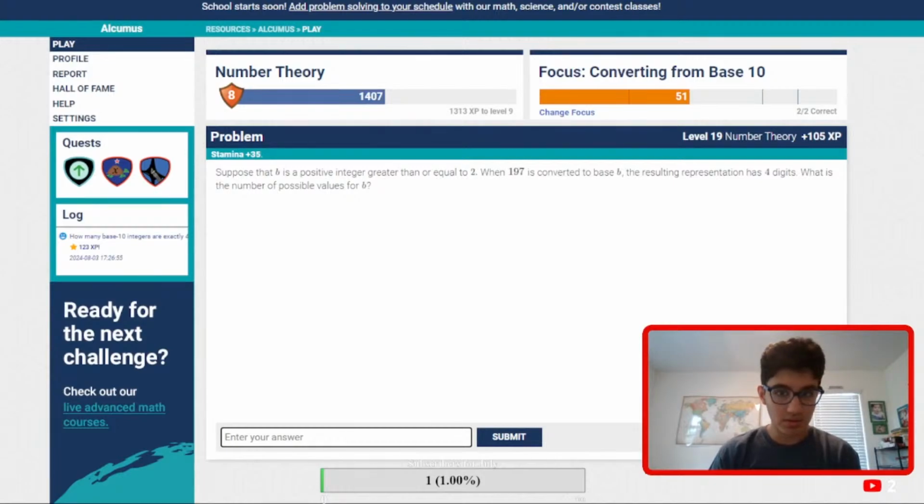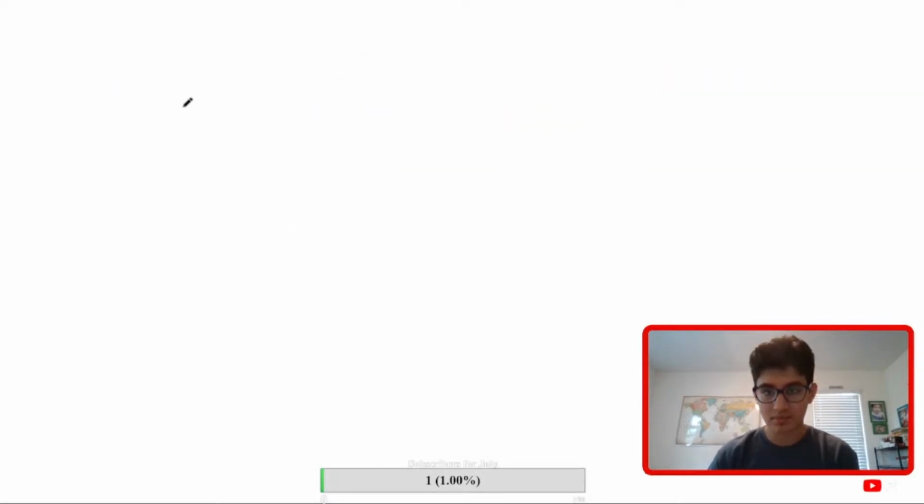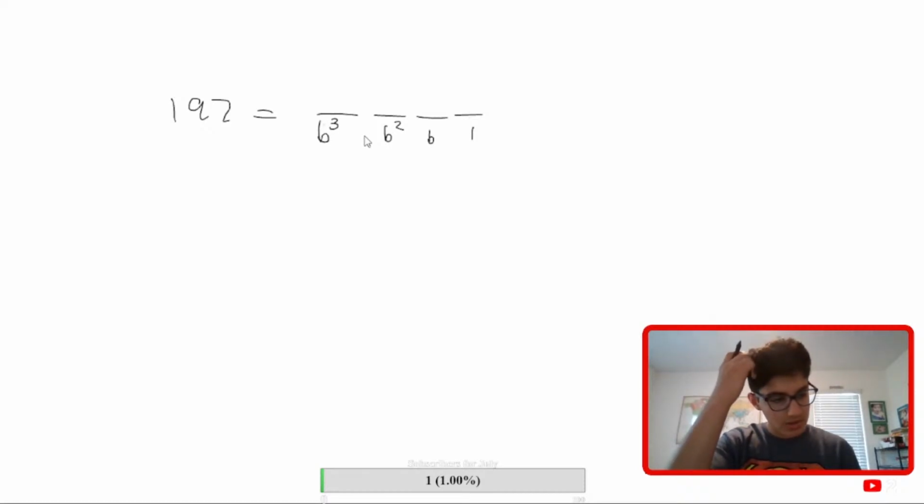So 197 when you convert it to b, is equal to 4 digits. It's all base b. So this will be 1, this will be b, this will be b squared, this will be b cubed. So for how many different numbers can you have this work?